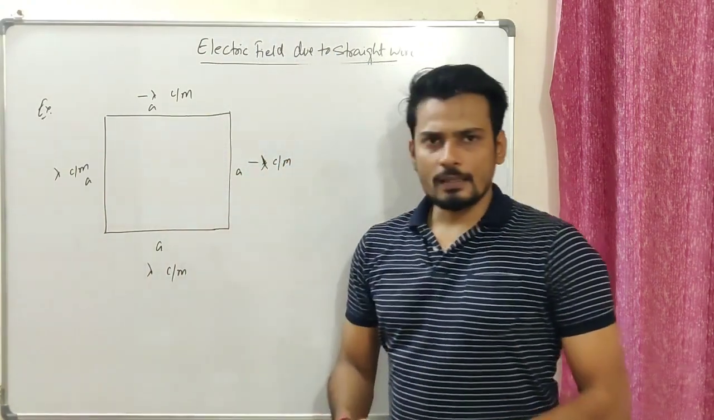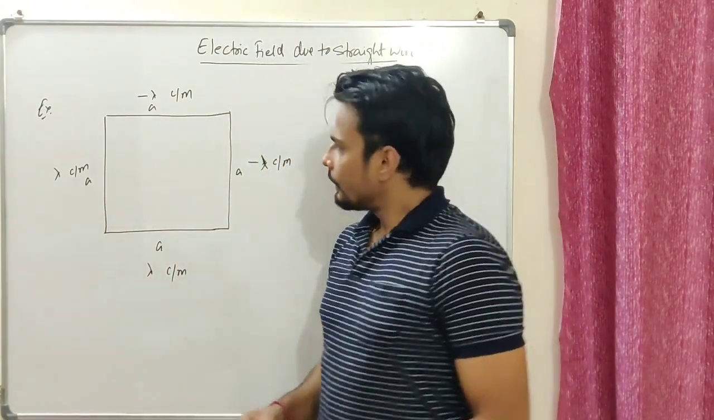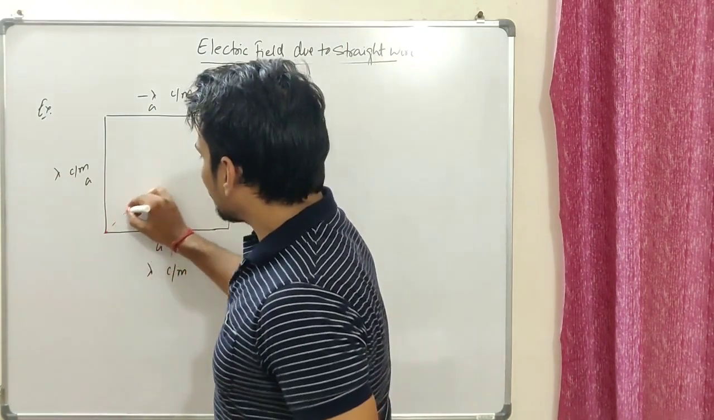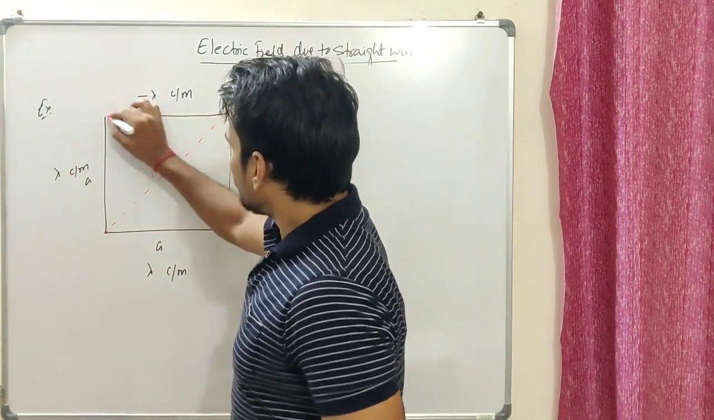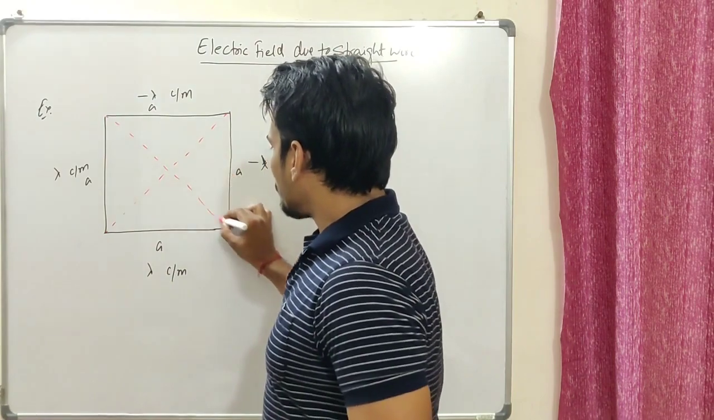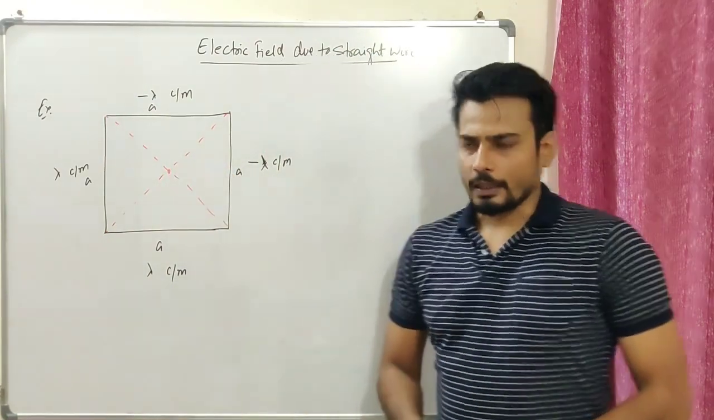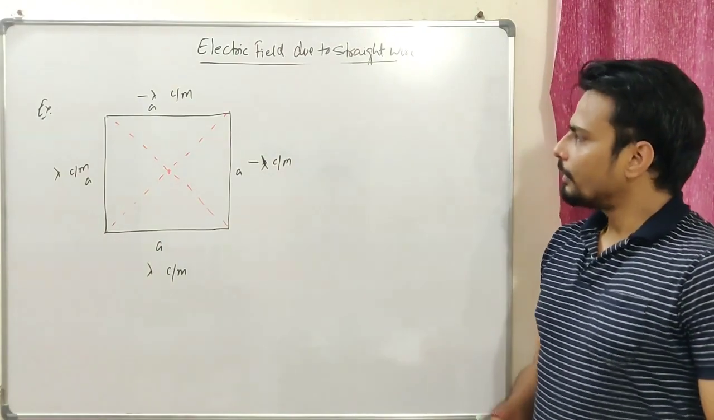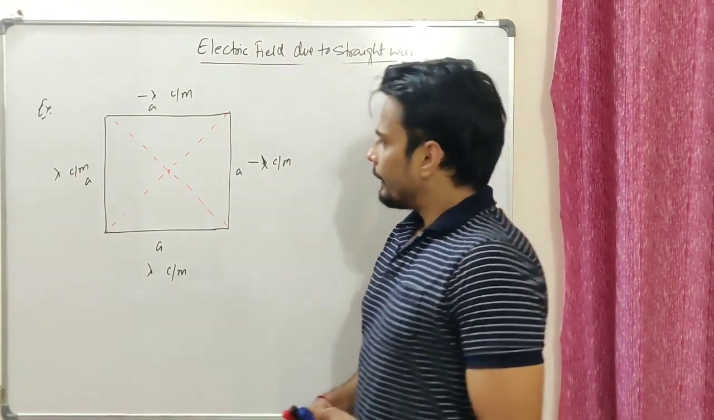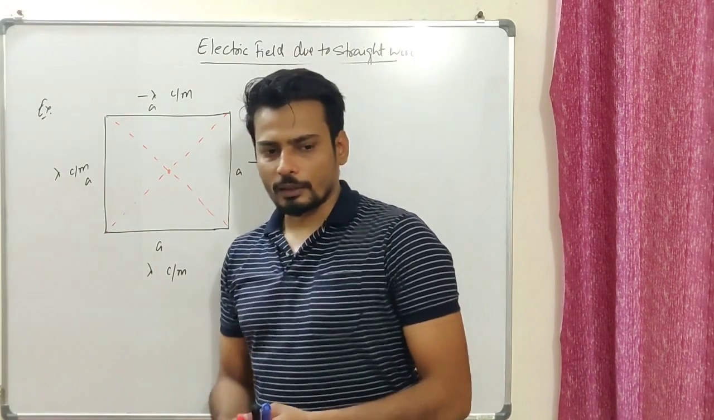Now my question is, find the electric field at the point joining the diagonals of this square. Let's say these are the diagonals of this square. I want to find the electric field at this particular point P. That's okay. Now what we can do over here, guys, let us understand the direction of the electric field over here.